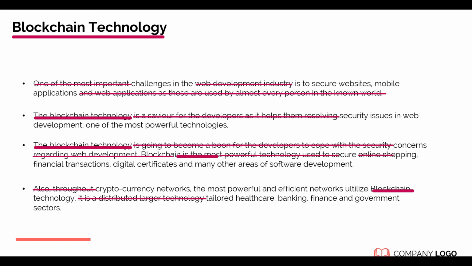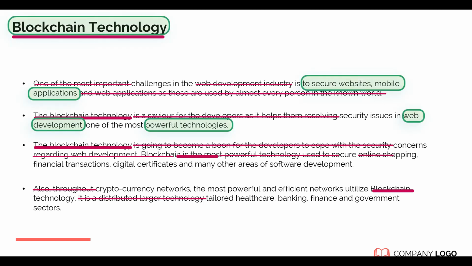So the word security and so on has been repeated quite a few times inside of there. If we start to break it down in terms of what we are actually looking for in the message, as I said, when we remove a lot of repetition, it actually gets highlighted what it is you're trying to say. So blockchain technology is to secure websites and mobile applications. It's a powerful technology used by web developers. That really is your message.